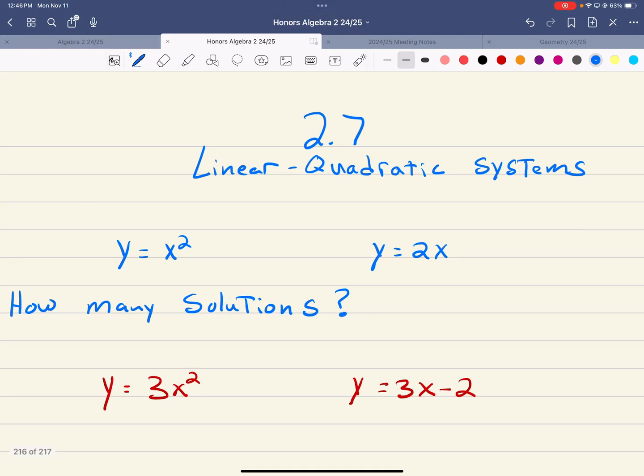So today we are going to finish up chapter 2. Last section we have to cover is linear quadratic systems. This will lead us into, if you kind of look behind me, the week that is.